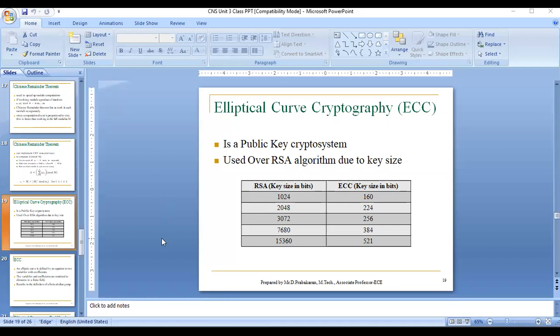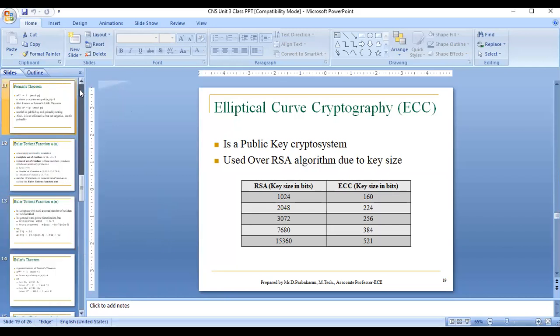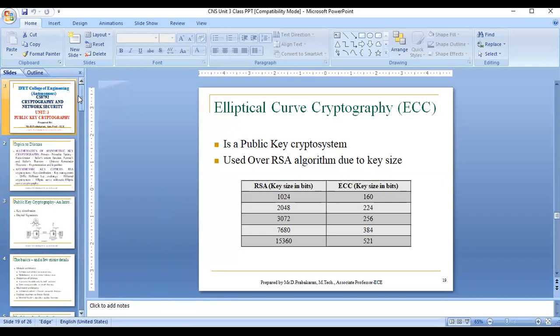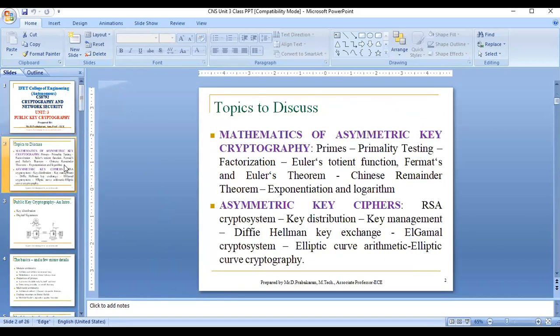So today, I'm going to explain to you a new and innovative topic called elliptic curve cryptography. In this particular unit, we have come across various algorithms responsible for key exchange. Before I go into this topic, let me explain what is meant by a key exchange algorithm.